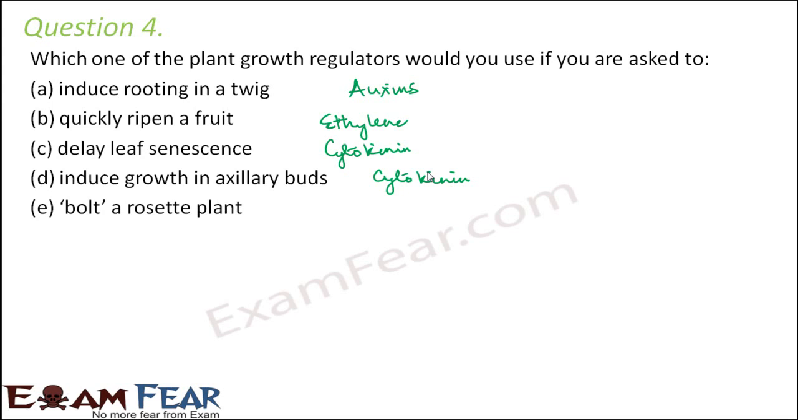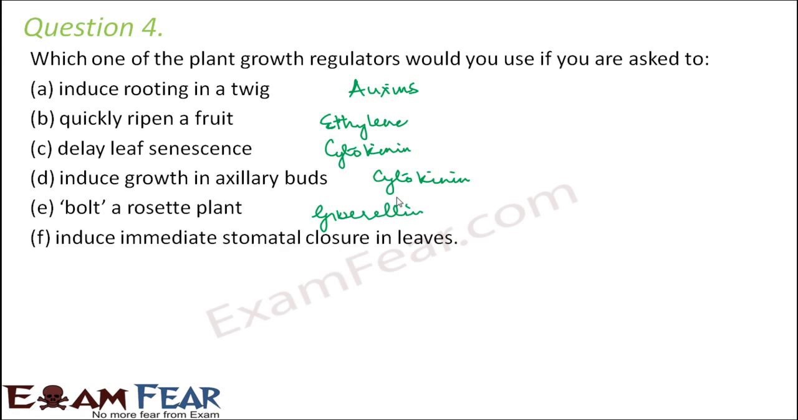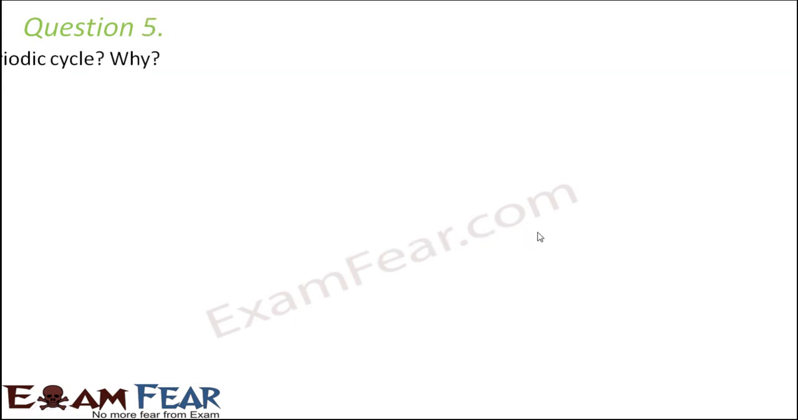Bolt a rosette plant. What will help it? Yes, of course, the gibberellin. Induce immediate stomatal closure in leaves. What induces to close the stomata? Something which doesn't want good for the plant. It is an inhibitor and it is nothing but abscisic acid. Let us look at the next question.